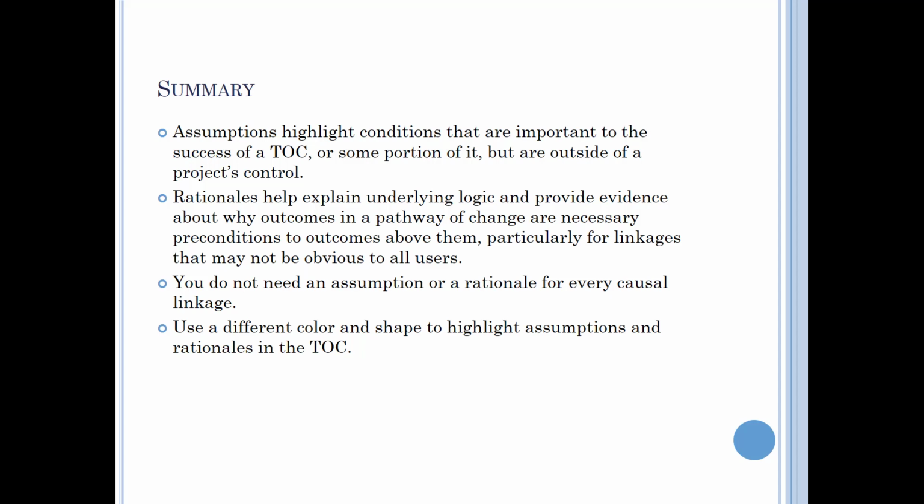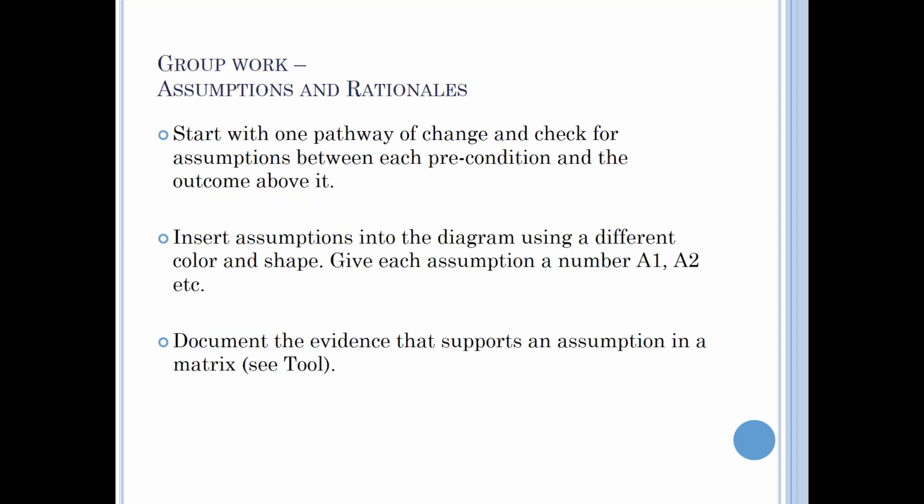Like I said, you don't need an assumption or rationale on every causal linkage. You need them where they are important, when there is a pertinent risk that the project is taking, so some conditions need to be in place so that the project can be successful, or in those linkages where the understanding of the change is not that clear, so you need a rationale to explain that better. You can use different colors to shape all these boxes for assumptions and rationales. You can be imaginative regarding these issues so that you have a colorful theory of change tree.